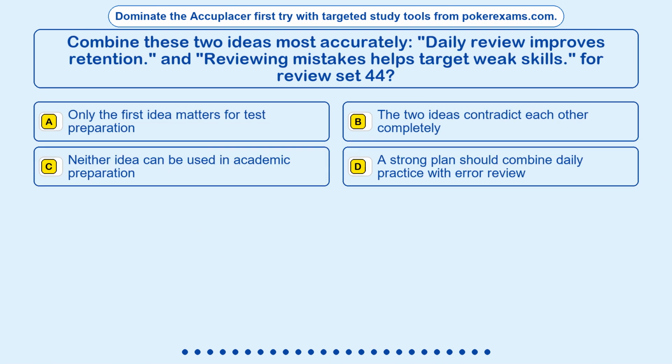Question 17. Combine these two ideas most accurately. Daily review improves retention, and reviewing mistakes helps target weak skills, for review set 44. Option A. Only the first idea matters for test preparation. Option B. The two ideas contradict each other completely. Option C. Neither idea can be used in academic preparation. Option D. A strong plan should combine daily practice with error review.